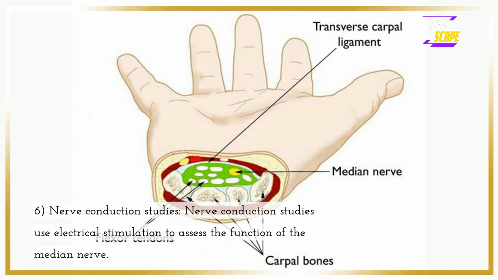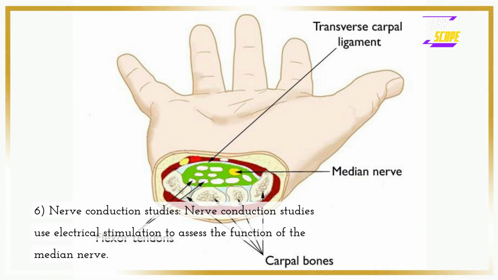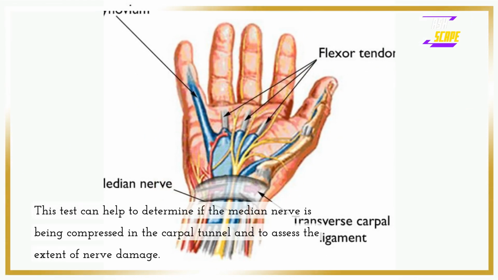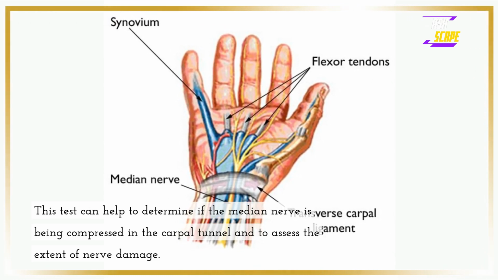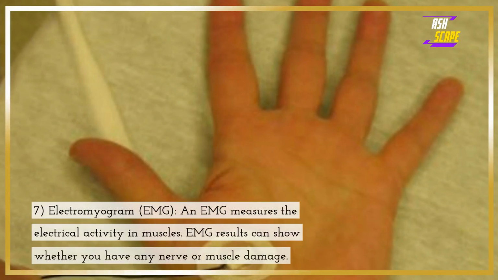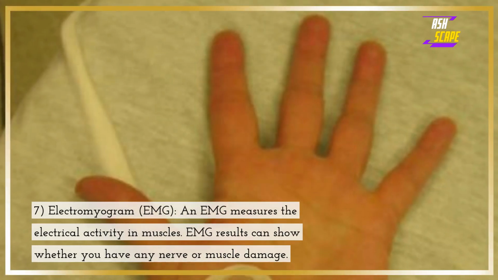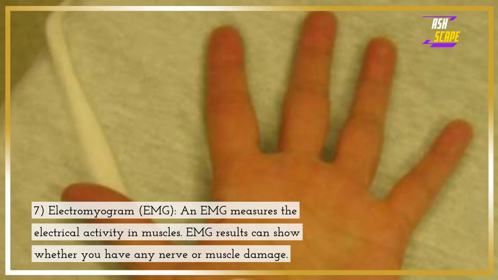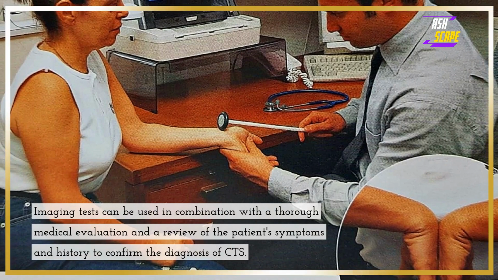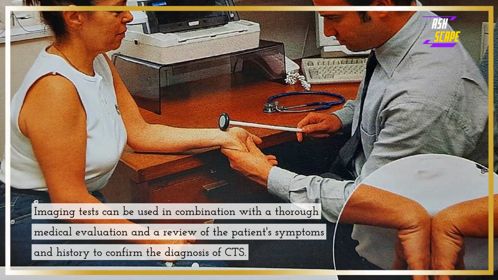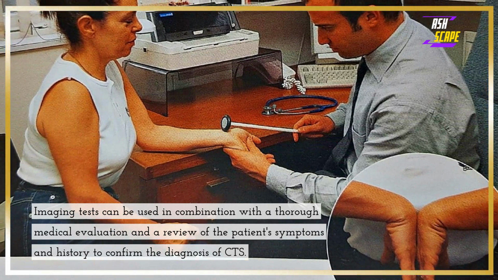6. Nerve conduction studies. Nerve conduction studies use electrical stimulation to assess the function of the median nerve. This test can help to determine if the median nerve is being compressed in the carpal tunnel and to assess the extent of nerve damage. 7. Electromyogram, EMG. An EMG measures the electrical activity in muscles. EMG results can show whether you have any nerve or muscle damage. Imaging tests can be used in combination with a thorough medical evaluation and a review of the patient's symptoms and history to confirm the diagnosis of CTS.